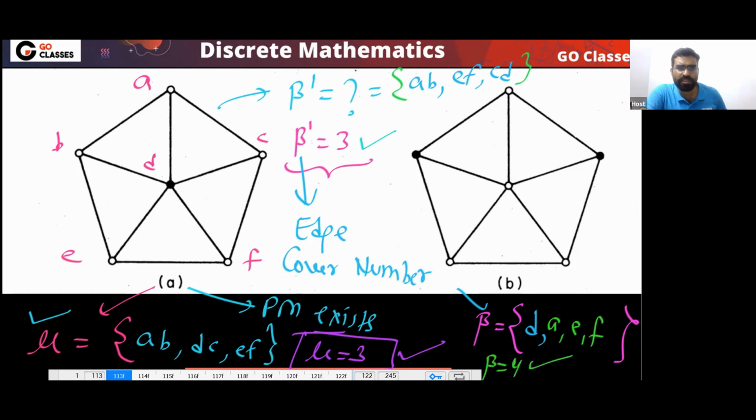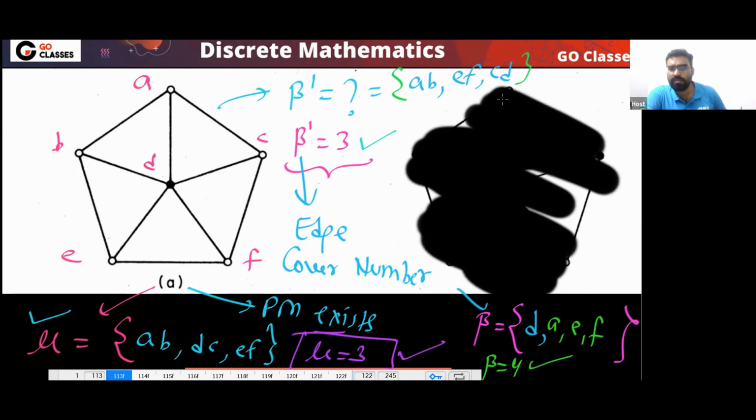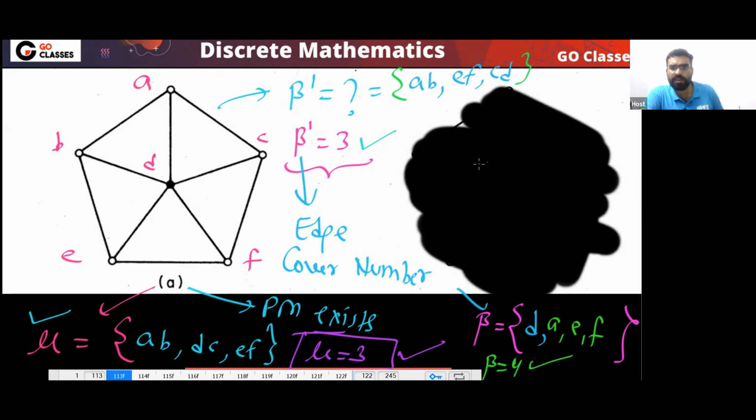So if beta is 4, then what is alpha, the independent set? Here you have 6 vertices, so alpha will be 2.